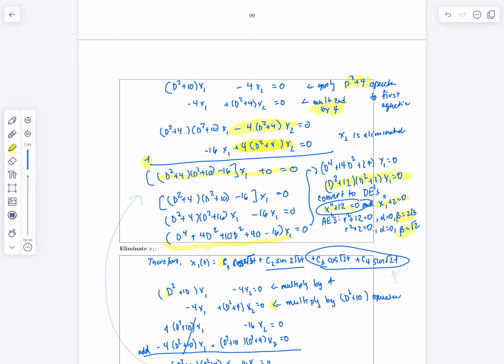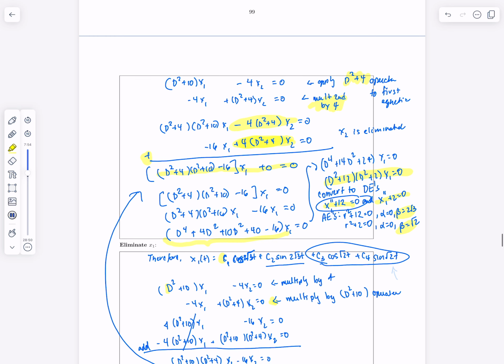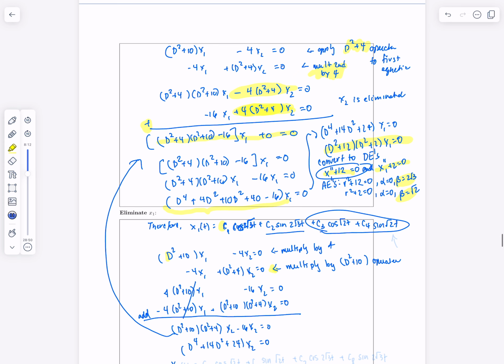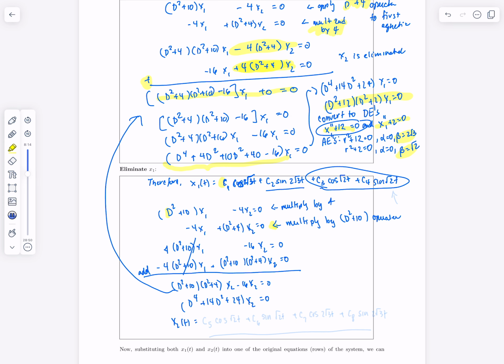What's interesting is this is exactly the same result we had above, if you look very carefully, for x1. So in fact, we'll end up with the same operator, d to the fourth plus 14 d squared plus 24, all that applied to x2 equals 0. We will get exactly the same solution because they're identical. We're just switching x1, x2. So x2 of t is the same form, but different constants.